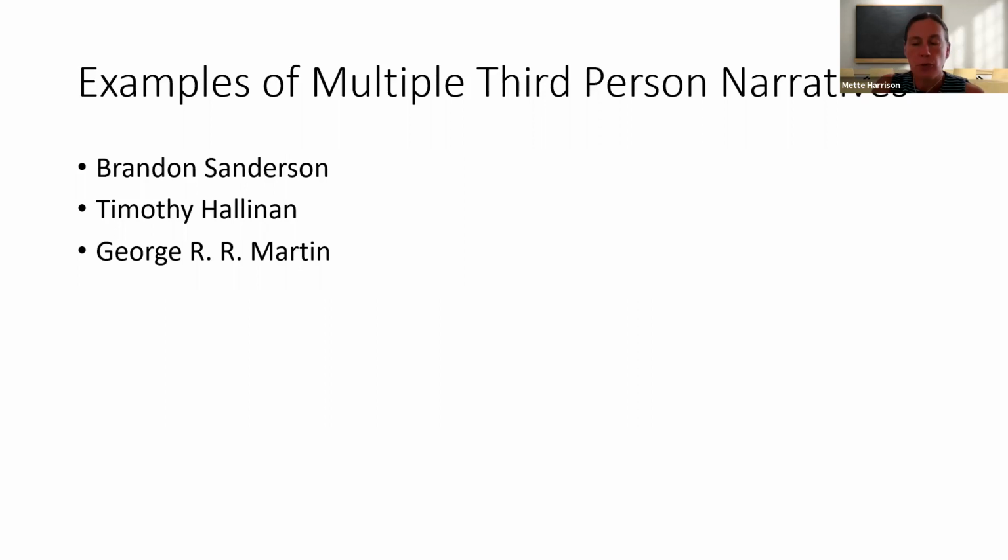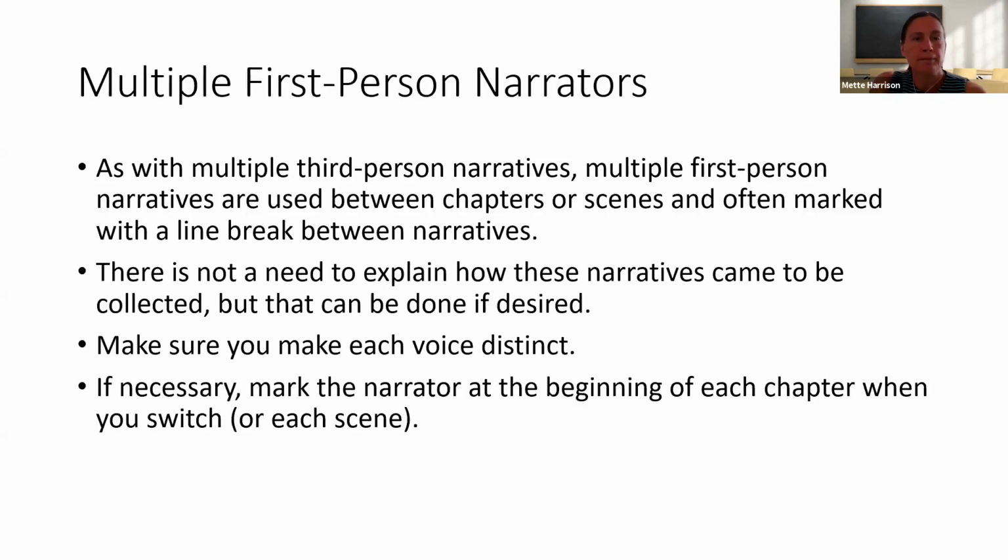Okay, examples of third person narrative. I've said Brandon Sanderson, George R. R. Martin, those are both fantasy writers. Timothy Hallinan, though, who's one of my favorite mystery writers, also uses multiple third person narrative, and many mystery writers do. Again, because they need the flexibility to be able to show you scenes from many different points of view, because they want to be able to show a scene from the villain's point of view. They want to be able to show a scene from the victim's point of view and from all of the suspects' points of view, for instance.